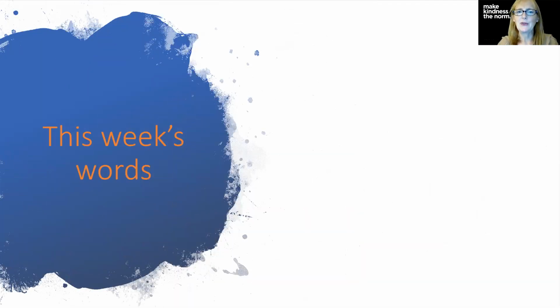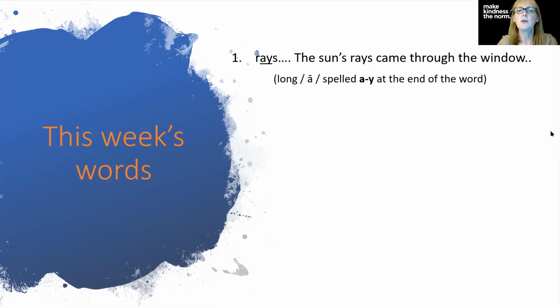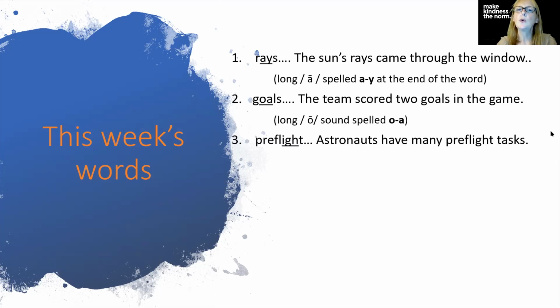This week's words. So we have rays. The sun's rays came through the window. You can see it has the long A spelling, A-Y at the end of the word. Goals, the team scored 2 goals in the game. Long O sound in the middle of the word, often spelled O-A.